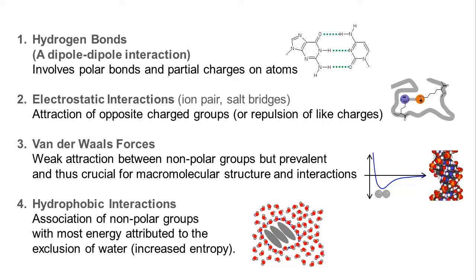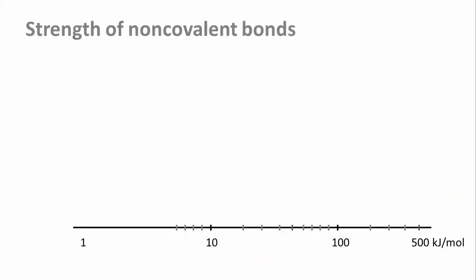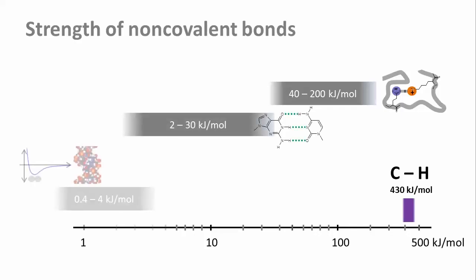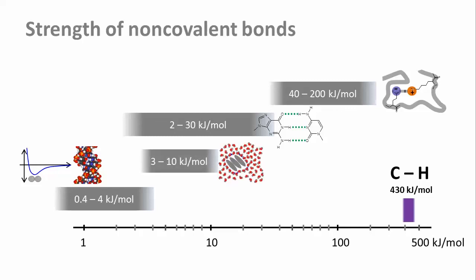Let's compare the strength of those non-covalent interactions. If we take the carbon-hydrogen bond as a benchmark at around 430 kilojoules per mole, ion pairs or salt bridges are potentially the strongest of all non-covalent interactions, but only if the charges are not screened. Next are hydrogen bonds at 2 to 30 kilojoules per mole, and finally van der Waals forces are only about 1 kilojoule per mole per interacting pair of atoms. But as you remember, they do add up. And finally, hydrophobic interactions are in a similar range as hydrogen bonds, but we need to remember that the principle is different and that we're not talking about an attractive force between hydrophobic molecules.